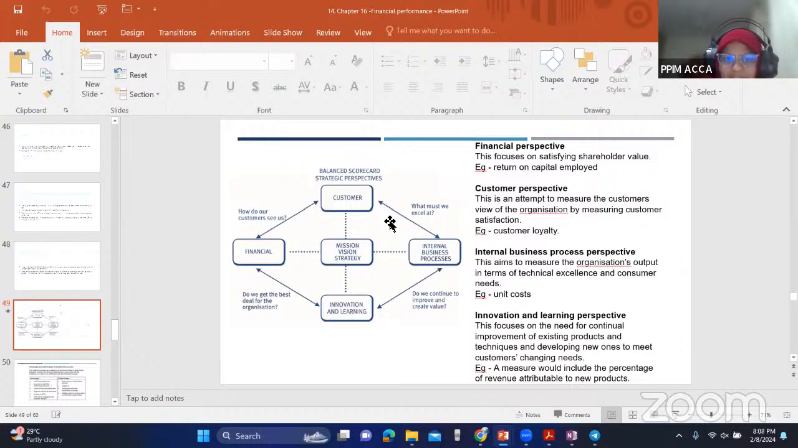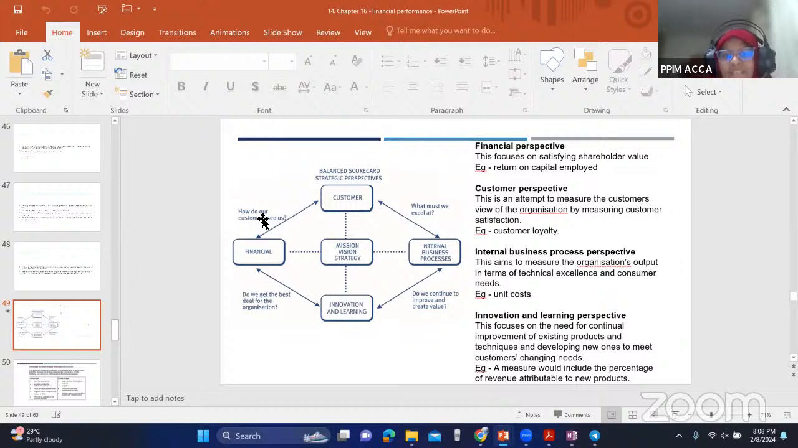So ultimately, what are we talking about? Customer perspective. The balanced scorecard says consider what your customer thinks of you. So if your customer has a negative impression of you, then please do something and change it. Because if not, in the long run, definitely the financials will take a hit.